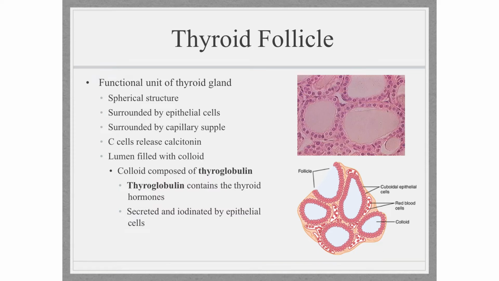The functional unit of the thyroid itself at the cellular level is called a follicle. And the follicle is just a functional unit. It's spherical in shape, and it's surrounded by epithelial cells. There is a capillary supply associated with this so that it can pick up hormone and also deliver hormone. Epithelial cells are interspersed with what are called C cells, and in this case, C is for calcitonin. C cells release calcitonin, which is working together with parathyroid hormone in calcium regulation.